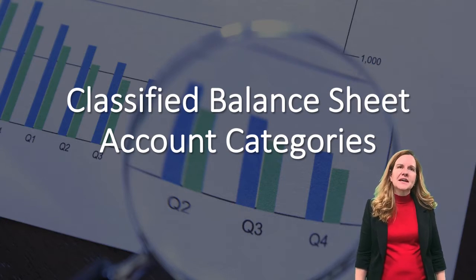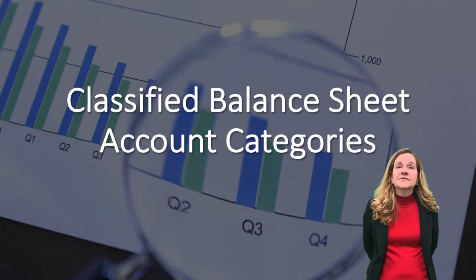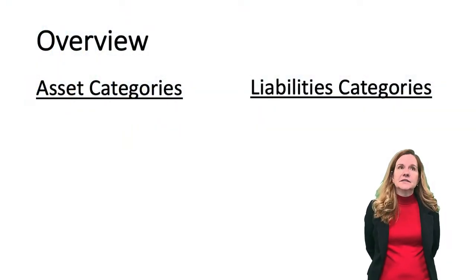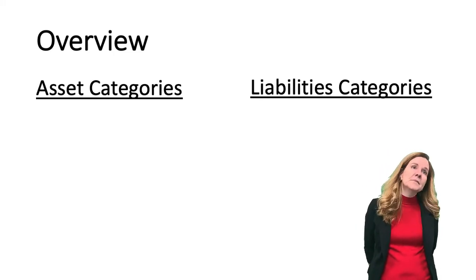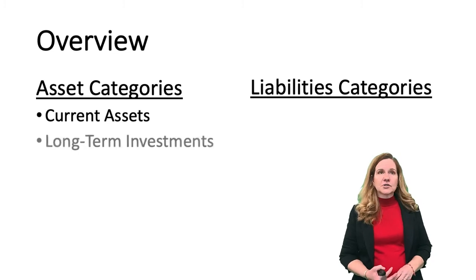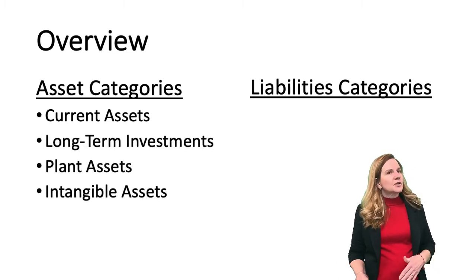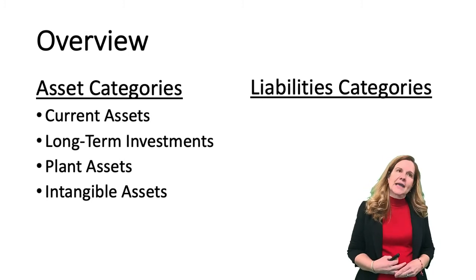The topic today is going to be the classified balance sheet account categories. We are going to be looking at the account categories for assets and liabilities. The account categories for assets, there are 4 of them. We have current assets, long-term investments, plant assets, and intangible assets. And in a minute, we're going to go through all of those, give examples and description.